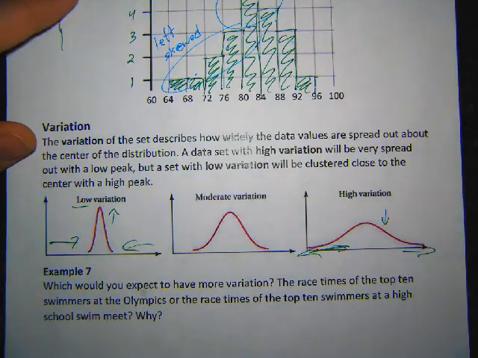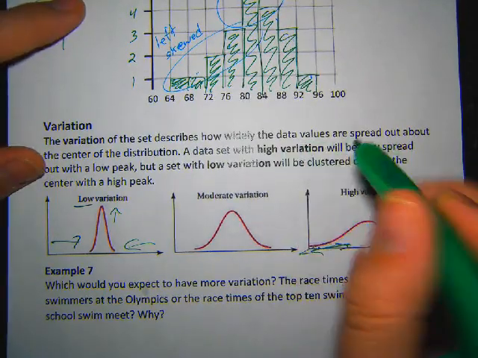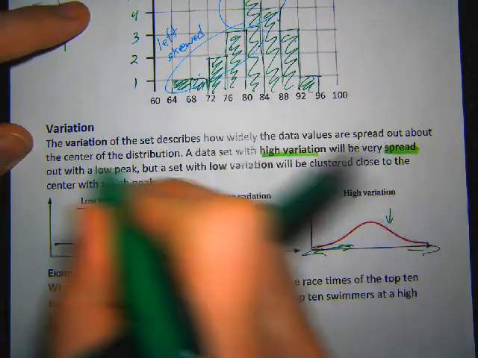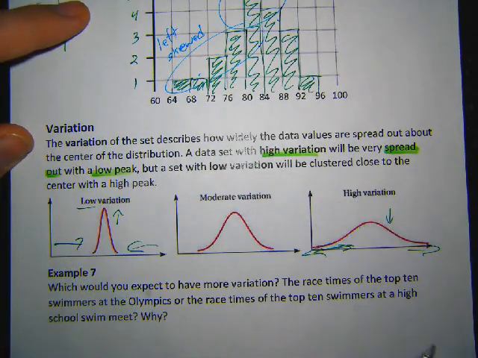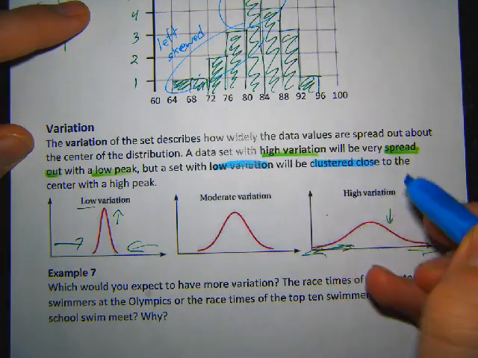So you really want to pay attention to that. I get students all the time on the test or on homework get confused. They think high variation means a high peak. But no, high variation is spread out with a low peak, versus low variation. Low variation is clustered close and has a high peak.